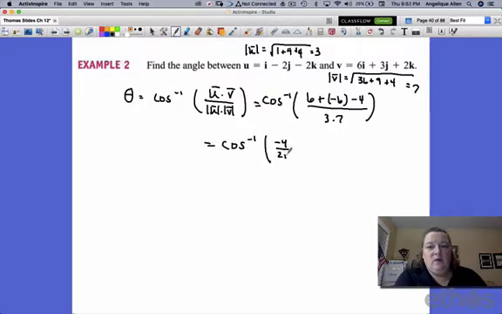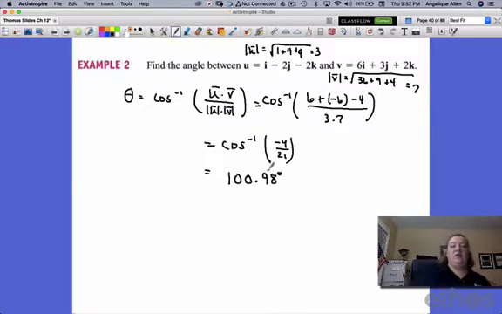-4 over 21. And then we go to our calculator, and it did not specify rounding, so I would always give a couple decimal places when they don't. Since we have no context to judge how many decimal places is appropriate, I'd say go ahead and give me 2. I'm not going to count off for giving too many, but don't round to the nearest hundred or unit. Always give me a couple of decimal places. So the 100.98 degrees is the angle between these two vectors.